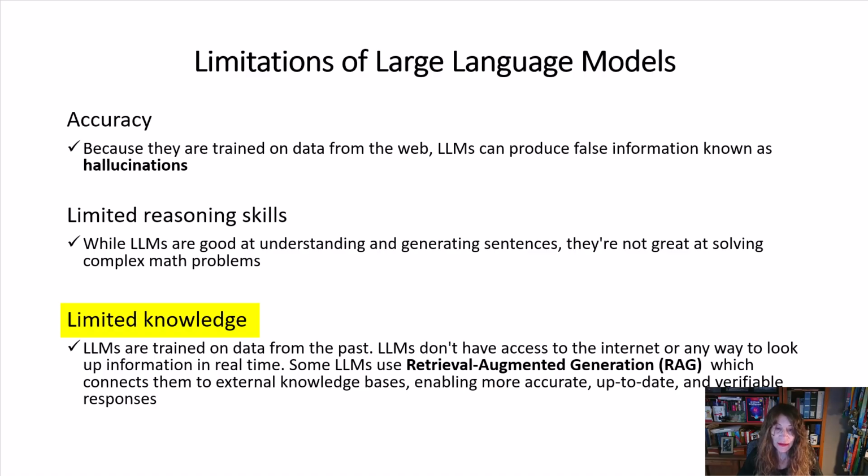Their knowledge is limited. They are trained on data from the past. They don't have access to the most current information out there. Some LLMs can use a technology called retrieval augmented generation, or RAG. This actually connects them with an external knowledge base, enabling more accurate, up-to-date, and reliable responses.